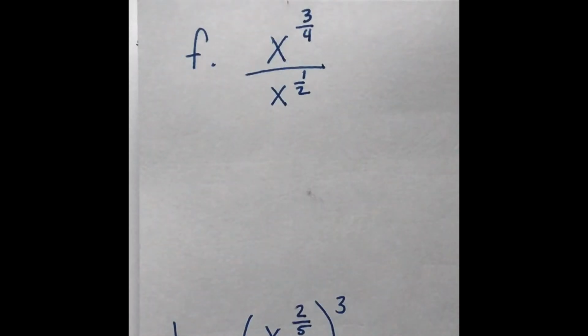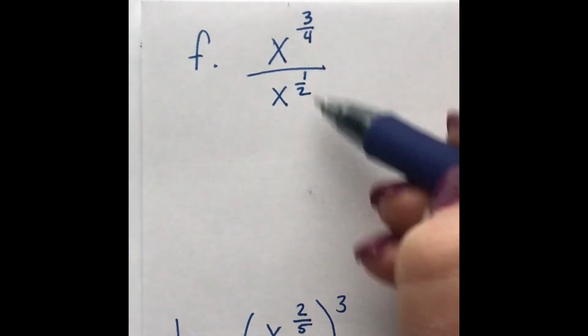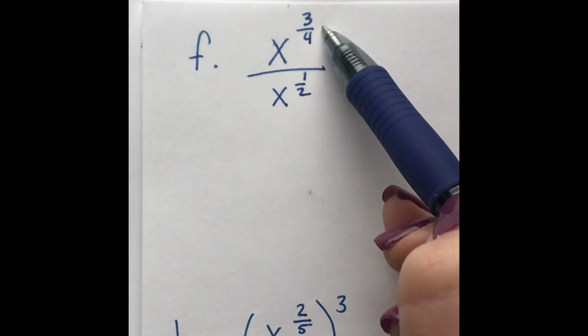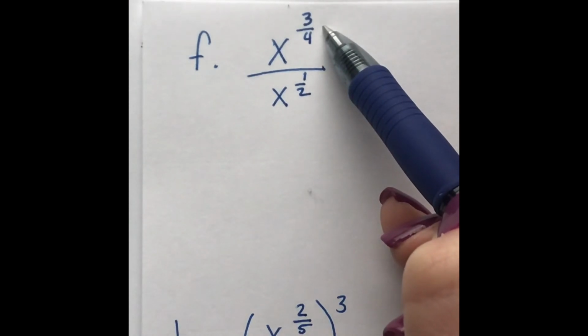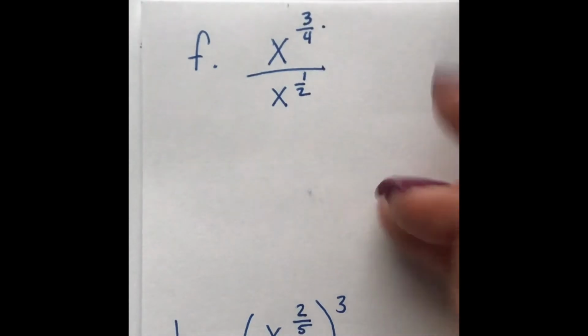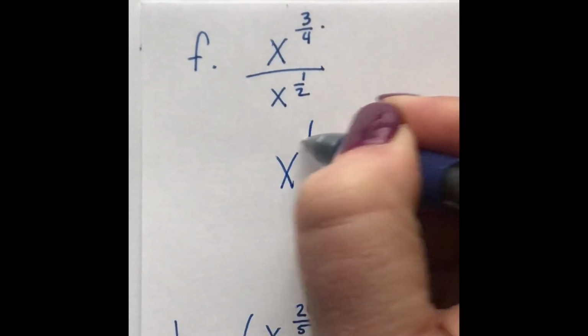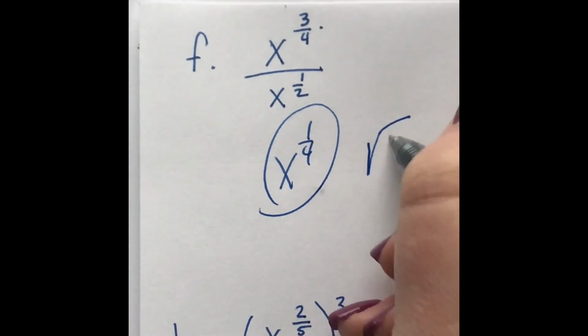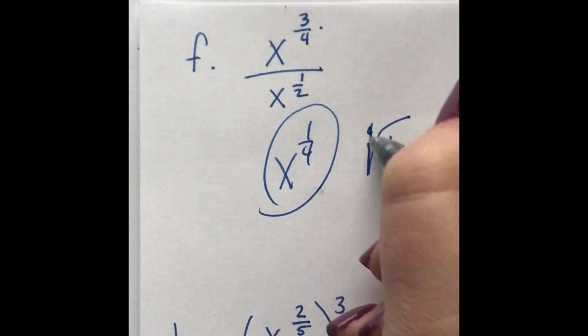We're now going to continue with some of our other properties of exponents. If you're subtracting or dividing, you're going to subtract the exponents. So 3/4 is bigger. So 3/4 minus 1/2 is going to be 1/4. So x to the 1/4. And then again, we still have to write it as a root. So it's going to be the 4th root of x to the 1.